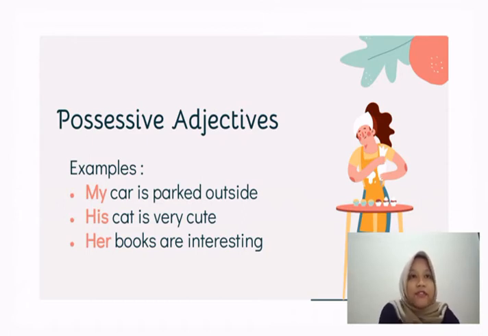The first is, my car is parked outside. And the possessive adjective here is my. For the second one, his cat is very cute. And the possessive adjective here is his, the first word. And the last one is, her books are interesting. And the possessive adjective here is her, the word her.